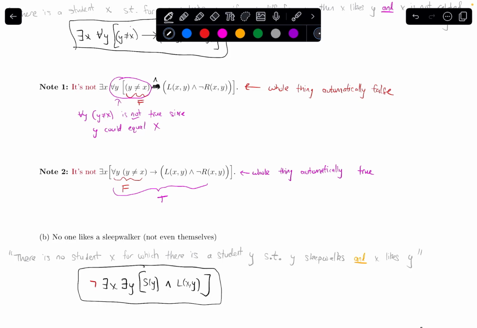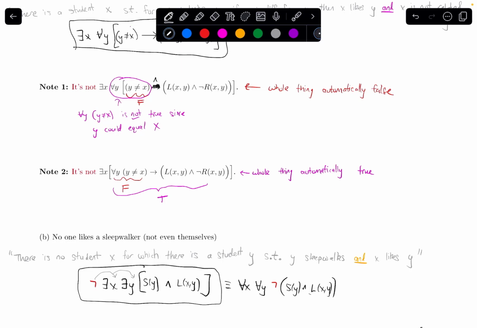For practice, let's try using our De Morgan's laws. If I have a negation in front of quantifiers, I can move it inside the quantifiers. And when I do that, it flips each of the quantifiers. So the first there exists turns into a for all. The second there exists turns into a for all as well. And now the negation has moved inside of them. I'll put a parentheses, and then I got my S of y and my L of x comma y.